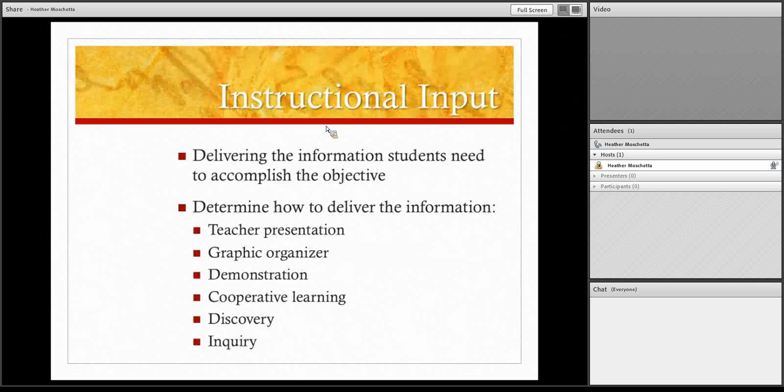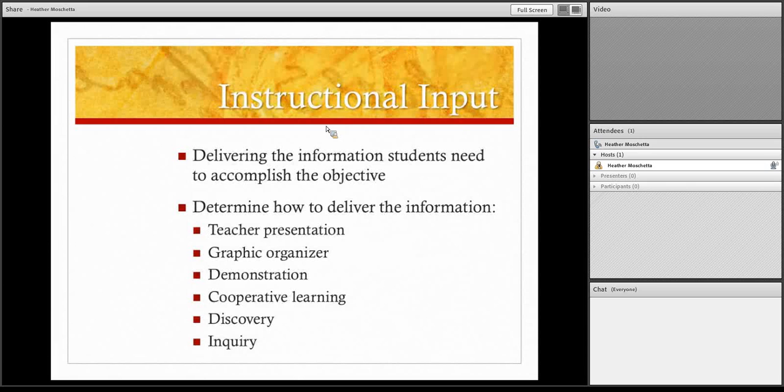Unfortunately, the Hunter model has taken some criticism over the years, but usually that criticism has come because the instructional input section of the lesson was used as lecture. And we all know that students do not respond well to lecture. It's not an effective way to engage students. But if you can actively engage your students during the instructional input, it contributes to the effectiveness of the Hunter model. So you as teacher need to determine how to deliver the information.